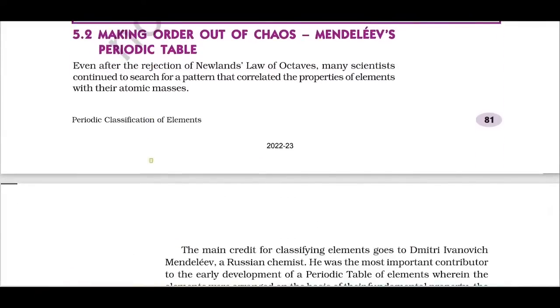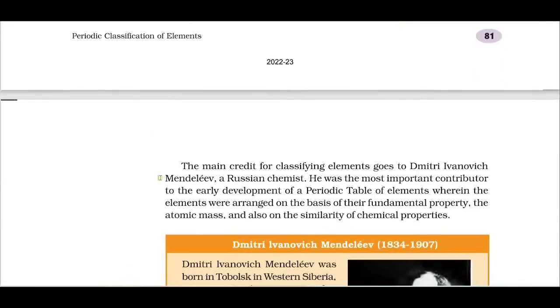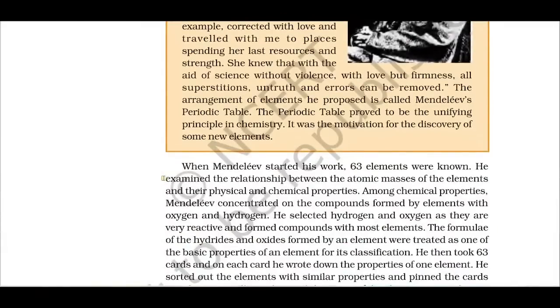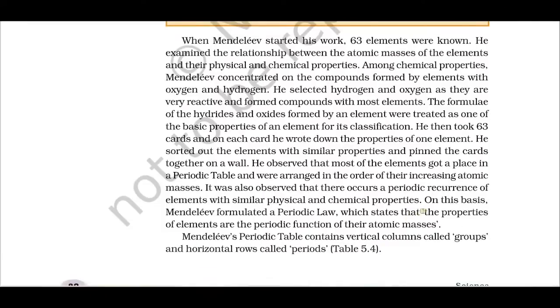In the same way, after Newland's classification, the main credit for classifying elements goes to Dmitry Mendeleev. He was a Russian chemist. He found that the physical and chemical properties of the elements are related to their atomic mass. State Mendeleev's periodic law: it states that the properties of elements are periodic functions of their atomic mass.